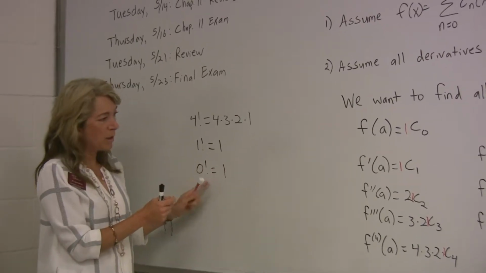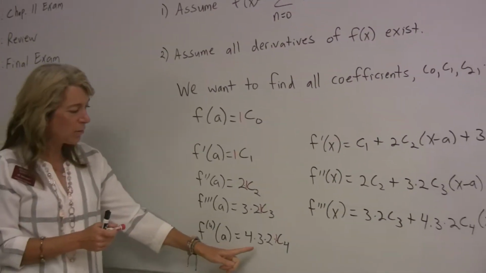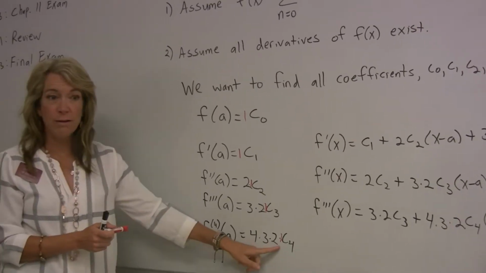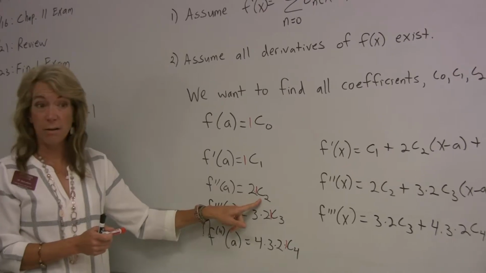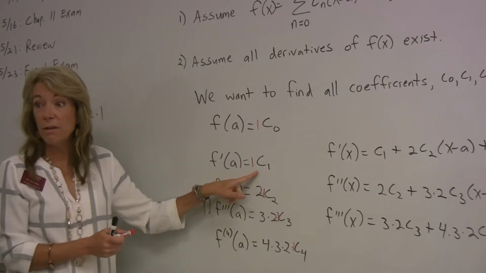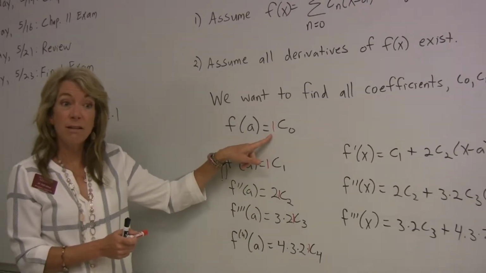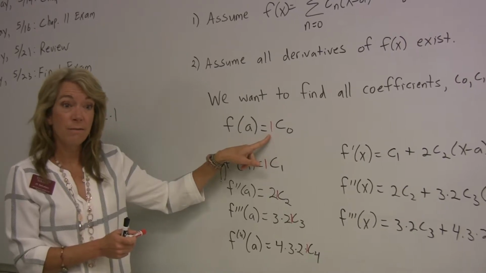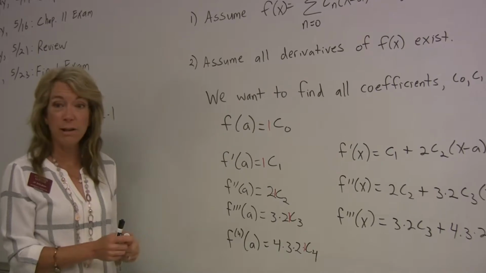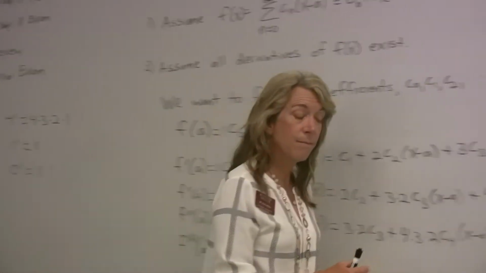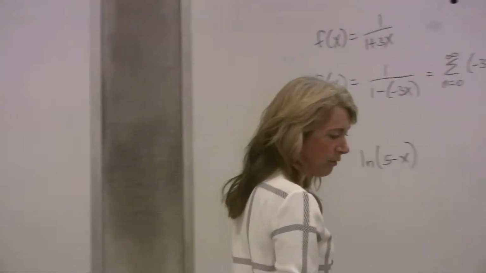So the reason I wanted to point that out is notice what we have here. This is 4 factorial. This is 3 factorial. This is 2 factorial, 1 factorial, and this is actually 0 factorial. See that there? Each one of these has a factorial in front of it.